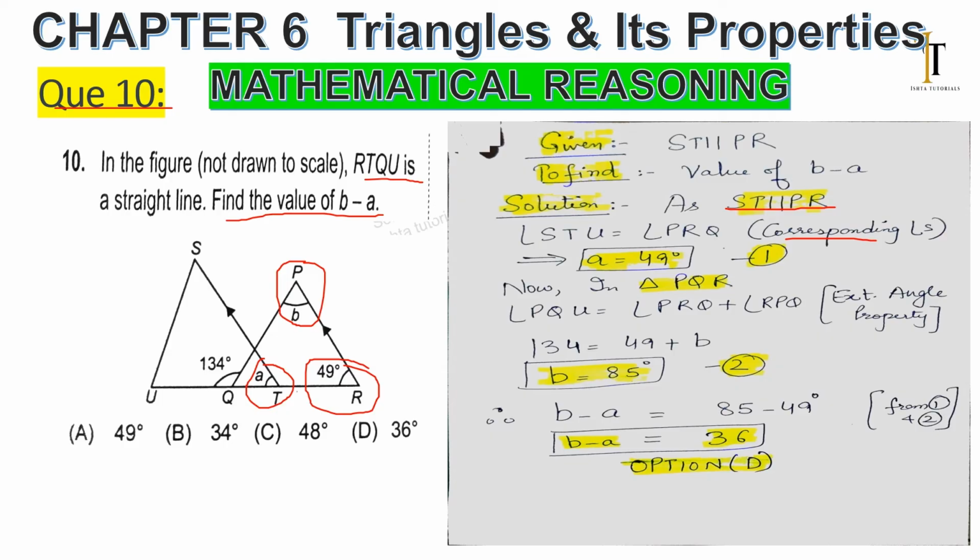Yes, therefore angle A is equal to 49 degrees, right? Now we got the value of A. Now we want the value of B. Let's say in the triangle PQR, now PQU, meaning this one, the extended angle, is equal to PRQ plus RPQ. Yes, the reason is the exterior angle property. Now on substituting the values, we got B is equal to 85. But we need to find the value of B minus A. So we got that is 36. It means option D will be your correct answer.